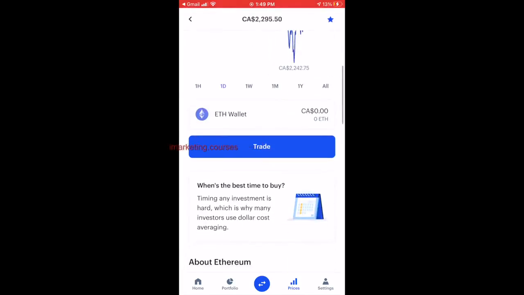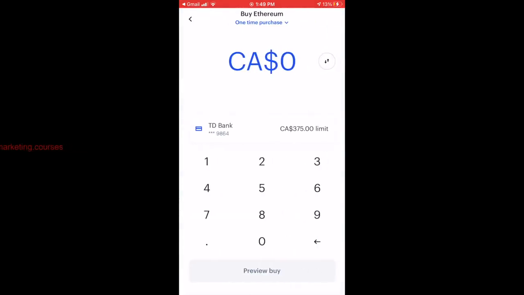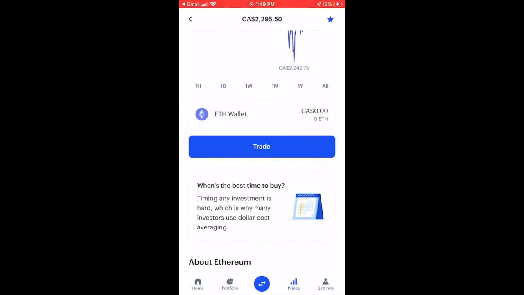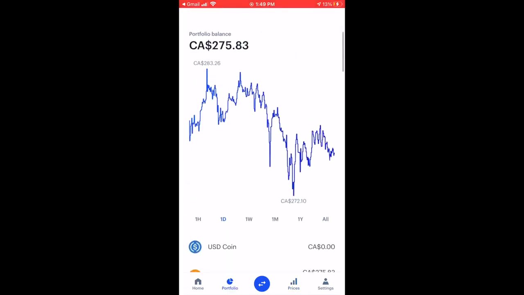And obviously if I want to buy it, I click on trade. And I buy it, and then I do the exact same thing that I did before. And like I told you guys before, once you do buy it, you're actually going to see it in your portfolio. So click portfolio here, and it's going to show you your total balance. As you guys see, my balance is $275. So it's that simple to actually start buying Bitcoin or even Ethereum or any coin that you want.